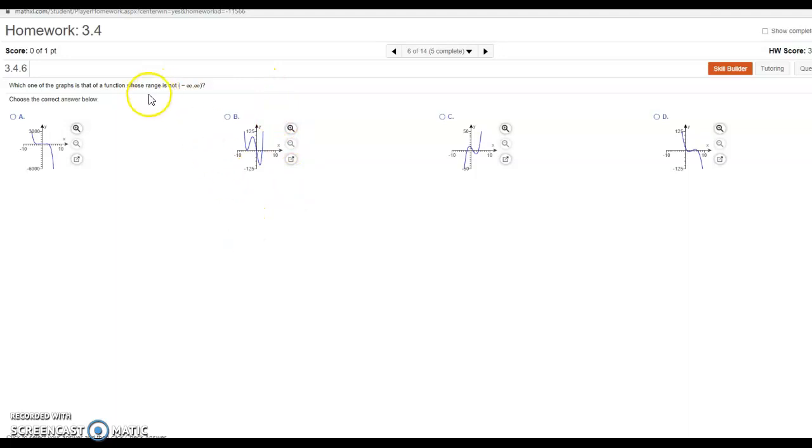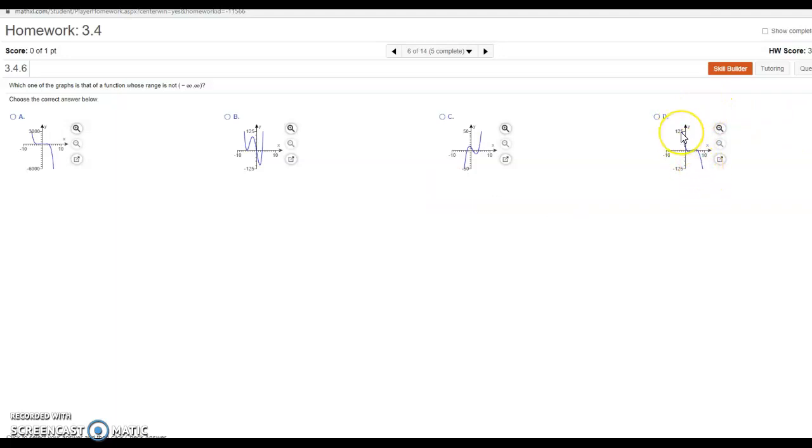All right. Next, we're talking about range. The range is the up and down. So this graph goes up to positive infinity and down to negative infinity. And the question, again, is stated kind of backwards. It says, which one of the graphs is that of a function whose range is not negative infinity to positive infinity? So this one does have a negative infinity to positive infinity range.